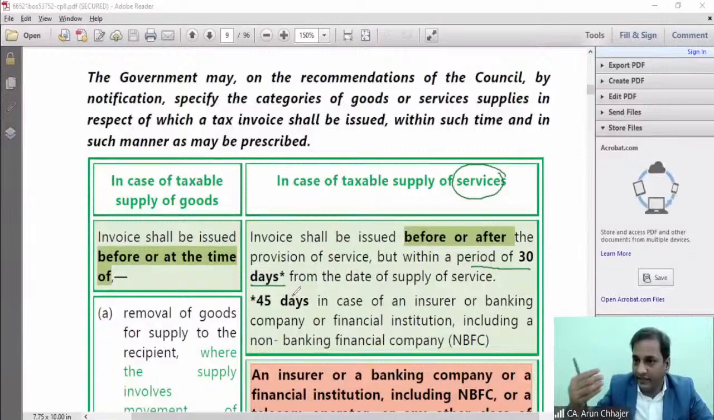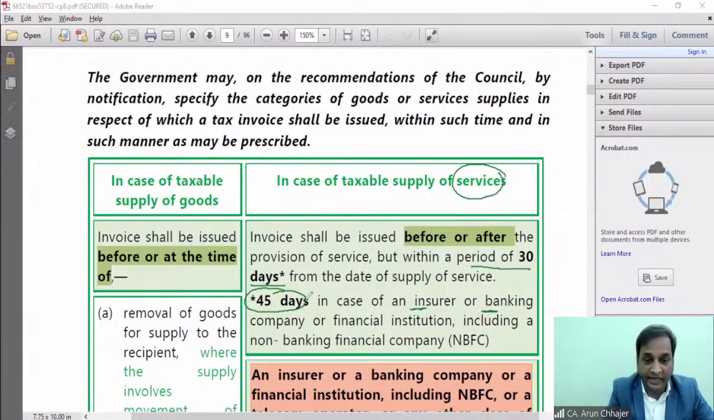Normally, for example, I am providing teaching to you and this is a supply of service. I can issue the invoice before or within 30 days also. Then it can be 45 days in case of insurance, banking company, financial institution and NBFC. In these four cases, invoice can be issued, instead of 30 days, within 45 days also.